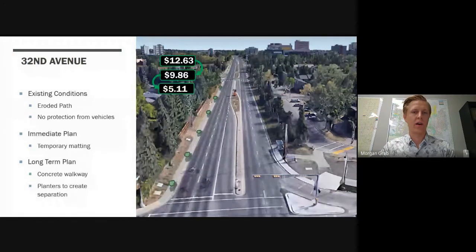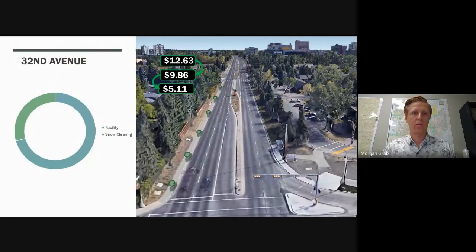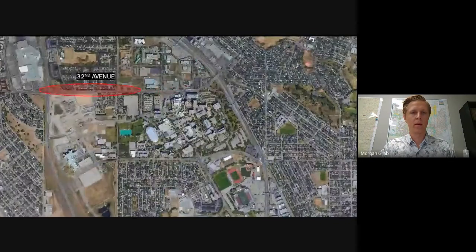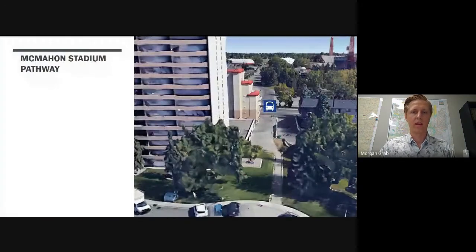The factors that this decrease comes from is primarily due to the facility type, which is just upgrading the path, with also a large portion coming from the added snow clearing. So another area that we examined was the McMahon Stadium pathway, which is just south of the U of C on the west side of McMahon Stadium, and this view is to the east.